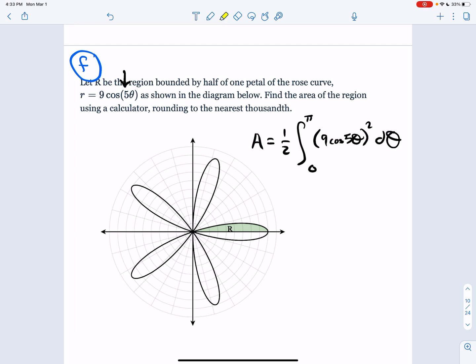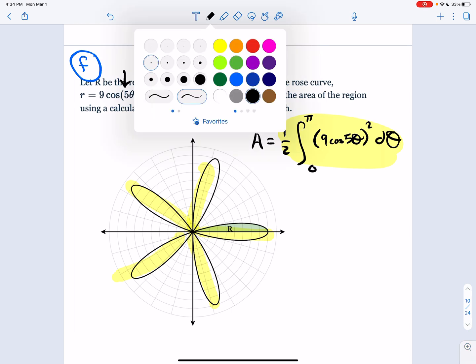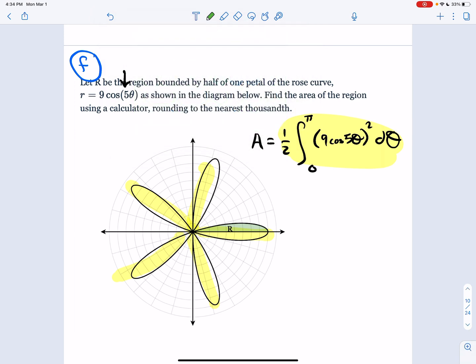Okay, and again, that highlight right here represents every single petal, but you want half a petal. How the heck do you do that, right? So pretty much what you want to do is divide it by 5 because you want 1 petal, and then you want to divide it by 2 again because you want half of 1 petal. That's the same thing as dividing by 5 and the 2, which is 10. Because it's 1 out of the 10 pieces. However you want to think of that, okay?